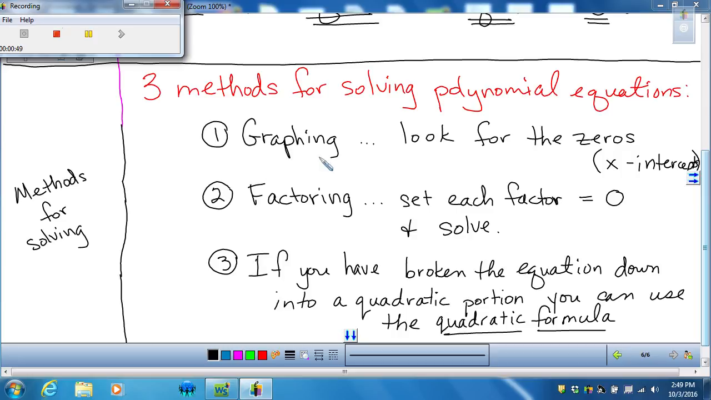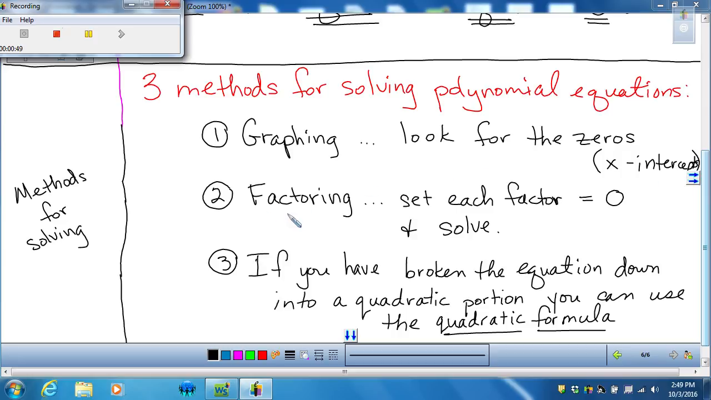First one is by graphing. You're going to look for the zeros or the x-intercepts. This method is preferable when you have a graphing calculator and when the problem allows you to solve it by graphing. Occasionally you'll be told that you can't use a graphing calculator, or for some reason you're not able to use it to solve it. If it has imaginary roots, the graphing calculator would also not work. So sometimes graphing is available, and you would be looking for the zeros or the x-intercepts of the graph.